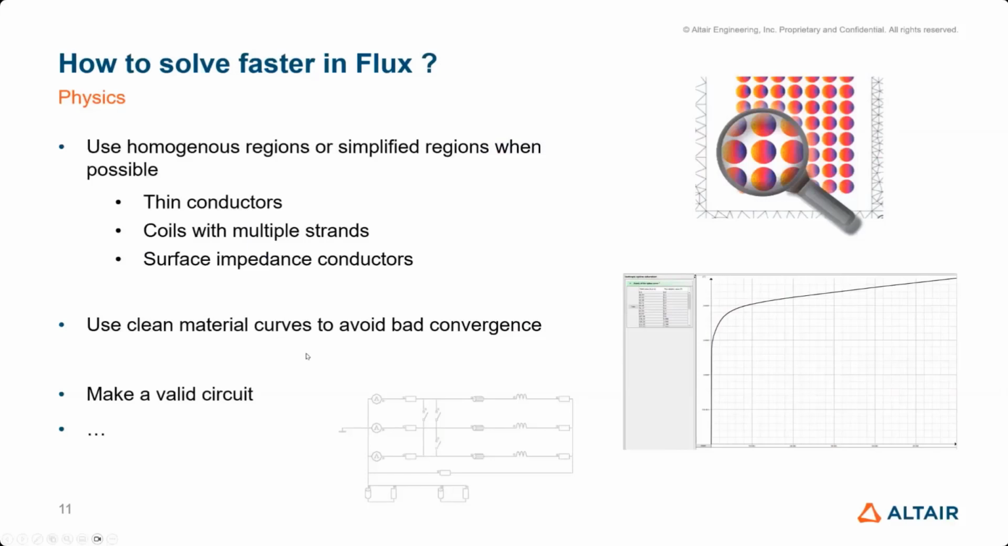One thing we see also a lot at the support is non-clean material curves. So whether it's the BH curve that is not very nice, or if it's a temperature dependent property, we tend to have a lot of trouble when the curve is not nice. So this is one of the things you can also check if you see that the project is not solving well. And same thing for the circuit. So there's a lot of potential things you can do badly in the circuits. Some elements like diodes and switches can be not your best friend. So you need to check that everything is well defined in this.